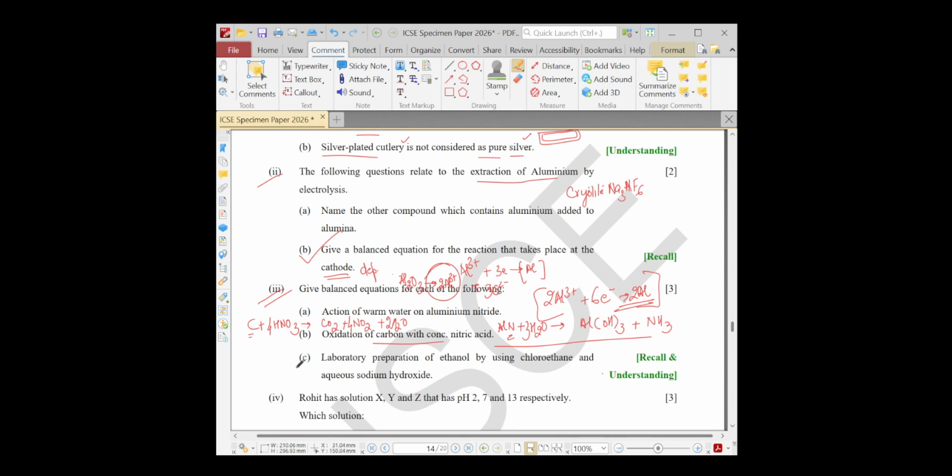Then we move on to the third equation, lab preparation of ethyl alcohol or ethanol by using chloroethane. C2H5Cl is chloroethane. It is treated with aqueous sodium hydroxide. So you are going to get NaCl, and the product will be C2H5OH. Right, so this is the balanced reaction.